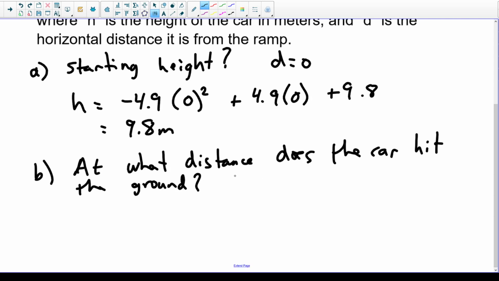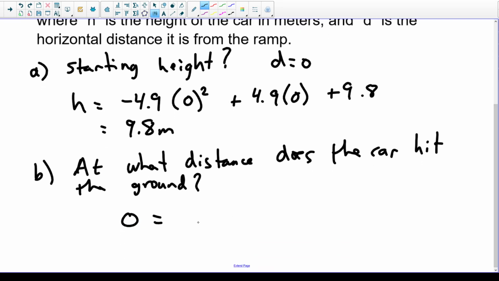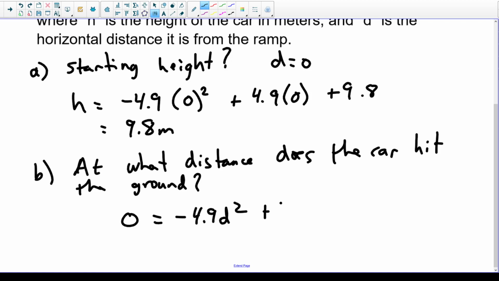So if we're looking for a distance, that means we have to sub in a height. Well, what height are you at when we're at the ground? Our height would be 0. So let's rewrite the equation: 0 = negative 4.9d squared plus 4.9d plus 9.8.